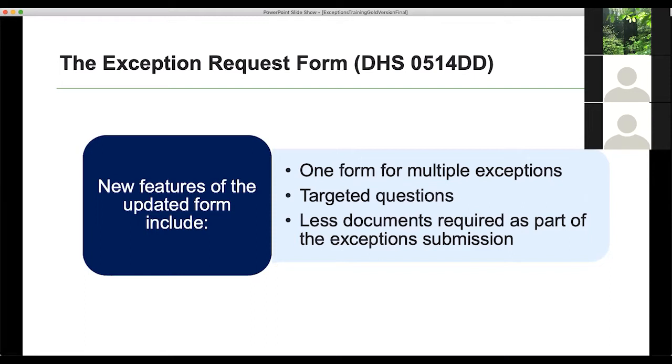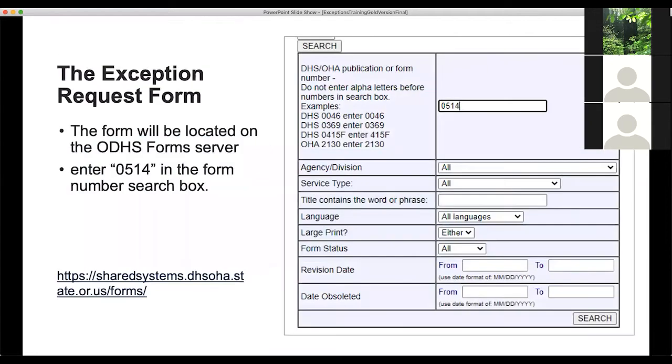So those are some of the features. How you'll find the new form is going to be on our ODDS forms server. It's 0514 is kind of like that form number.